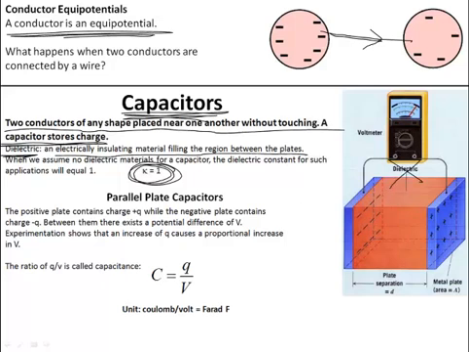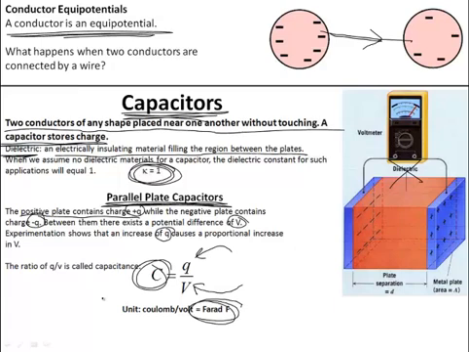A parallel plate capacitor has a positive plate that contains positive Q charges, while a negative plate contains negative Q charges. Between them, there exists a potential difference of V. Experimentation shows that an increase of Q causes a proportional increase in V. So the ratio of the amount of charge over the amount of electric potential is what we call capacitance, and its unit is the farad.